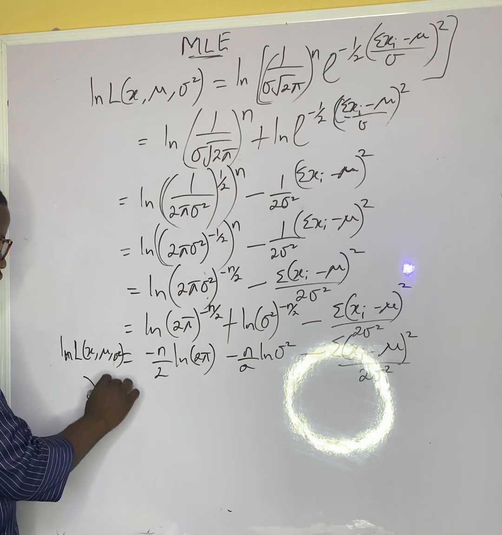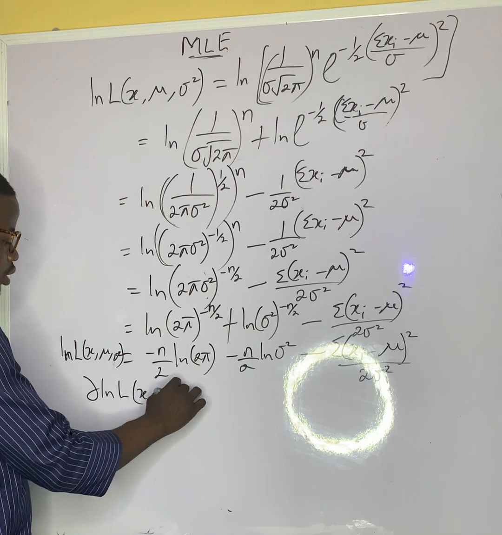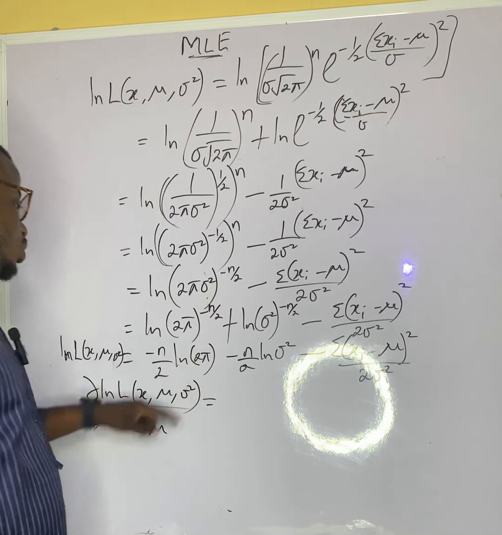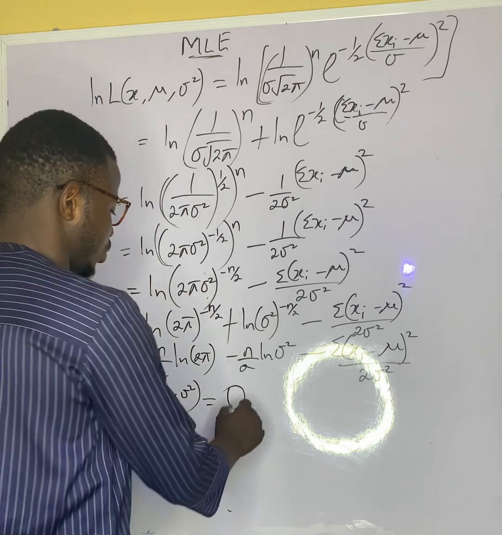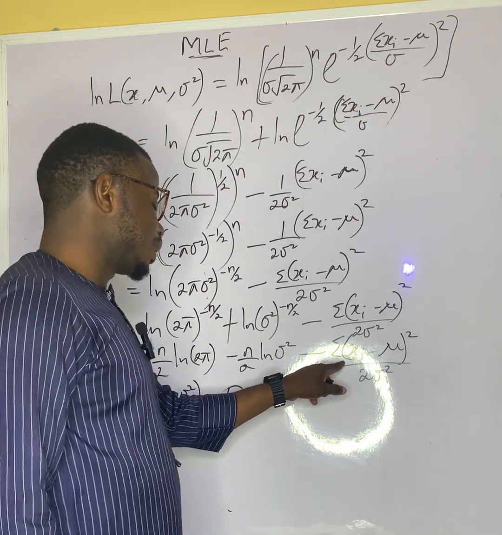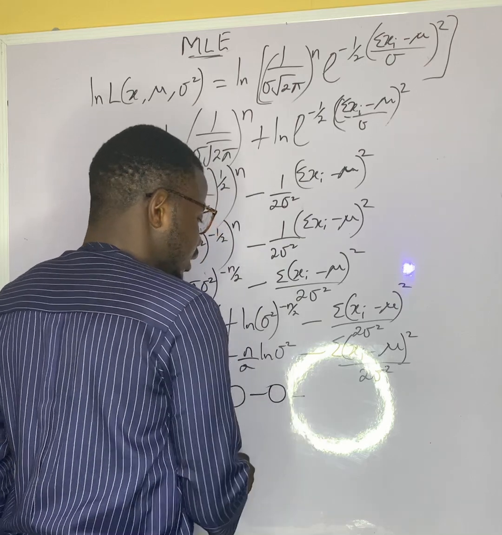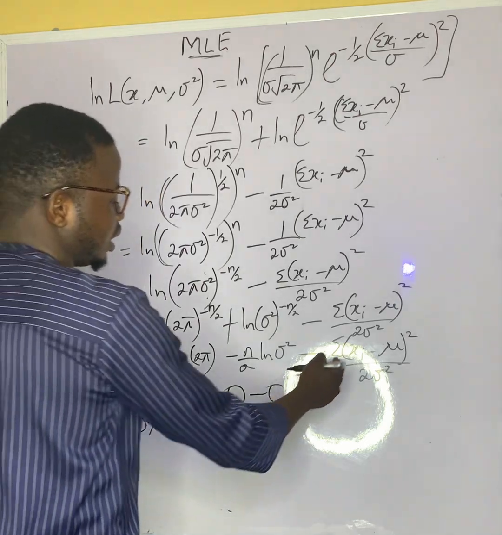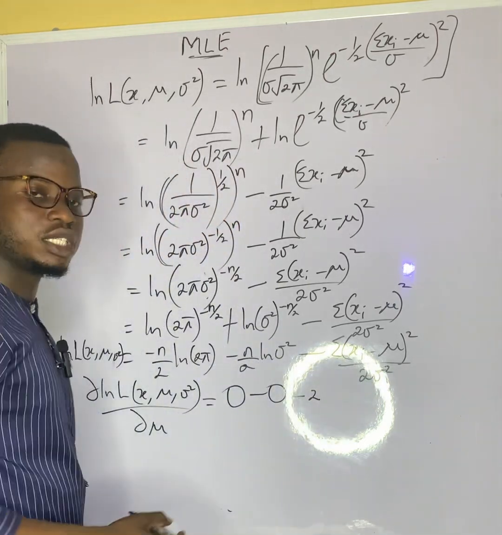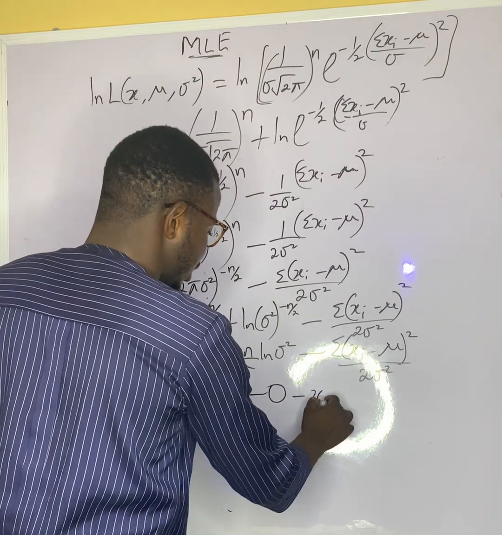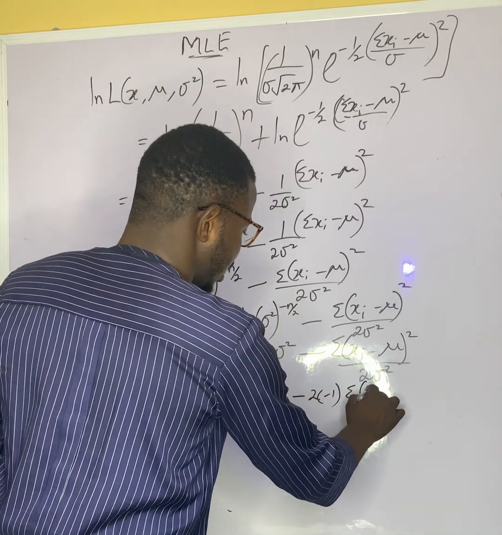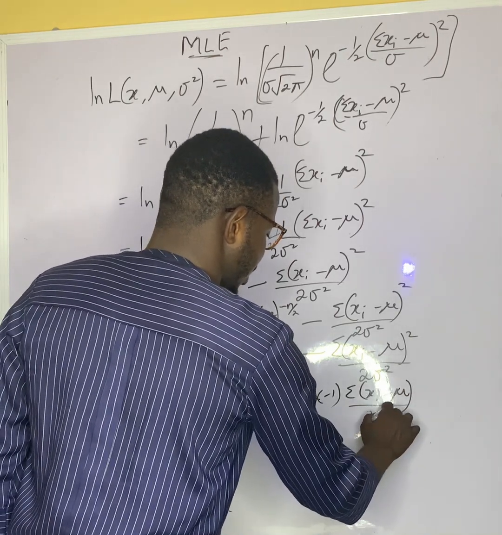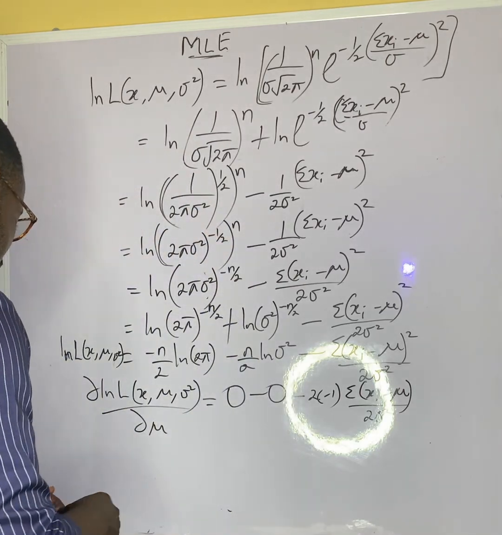So differentiating this partially with respect to mu. Here there's no mu, so this one gives us 0. Differentiating this side, there's no mu, so this one gives us 0. Now differentiating this particular side, this 2 is the power. Here we have negative, then this 2 is the power, we'll bring that one down. Then the next thing I will do is differentiate what we have inside the bracket with respect to mu. This one gives us 0, this one gives us negative 1. So times negative 1, then summation (xi minus mu), then everything over 2 sigma square.